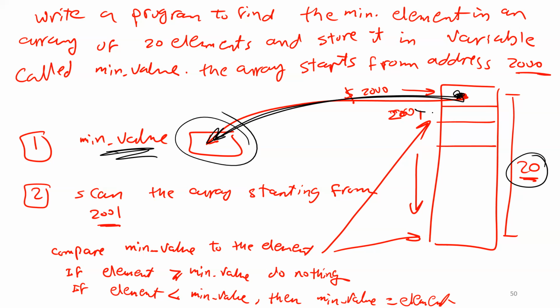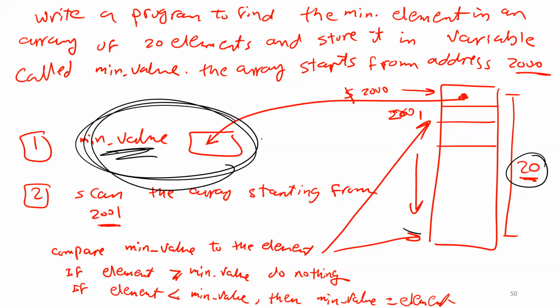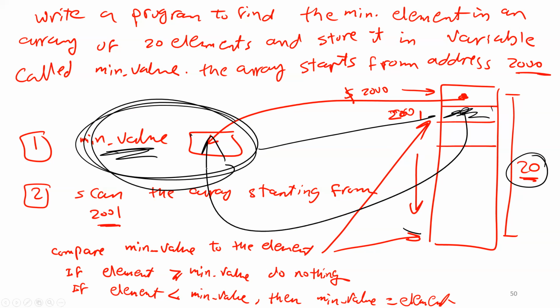And then I have to scan the array from here until the end. In every iteration, I'm gonna compare this number with this element, right? If the element is smaller, I'm gonna put it here because I'm looking for the smaller, okay? Once you finish scanning to the end, what you have here is the minimum value. So that's exactly what I'm saying.